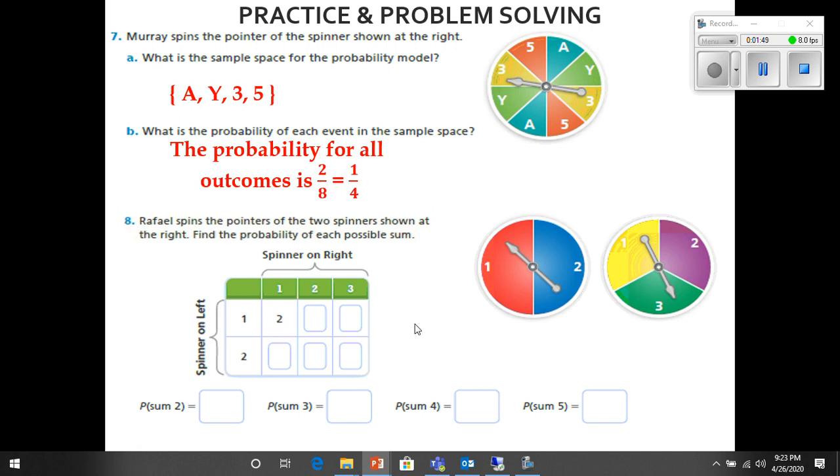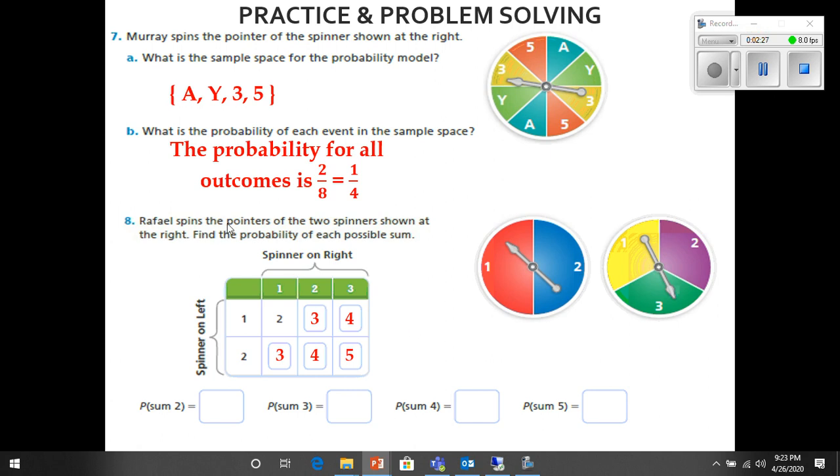So let's see, that means the next one could be 1, 2, or 3, right? So the spinner on the left, if it is 1, it can go ahead and be 2, 3, or 4. And the spinner on the left, if it's 2, could be 3, 4, or 5. Now, why are they saying 2, 3, or 4 when there's not a 4 over here? Let's look at this carefully.